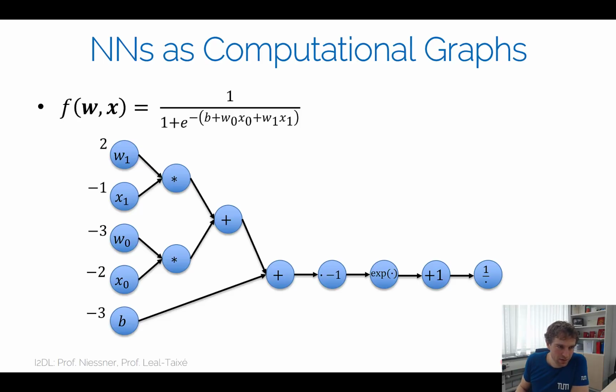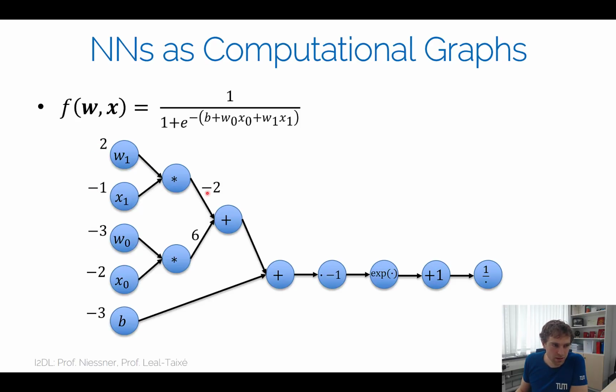Okay, let's have an example. Let's say we initialize our weights with W1 as 2, W0 as minus 3, and our bias as minus 3. X1 from the training sample is minus 1 and X0 is minus 2. Again, note, we're not optimizing for the x's here. X is just given by the training samples. What we really care about are the derivatives with respect to the w's and the b's. Well, what do we do if we want to do backpropagation? We first run a forward pass.